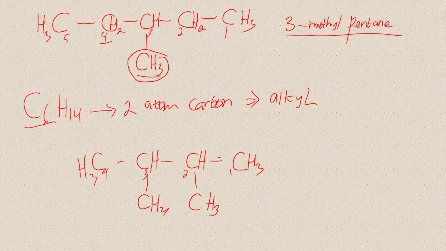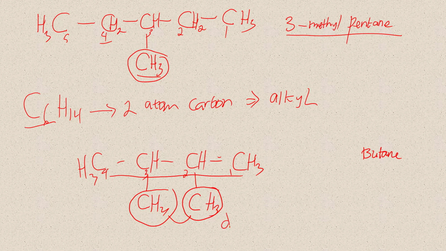The base name, the longest chain, is butane, and it has methyl attached because it is the same alkyl group. We can mention it as dimethyl, and then show the numbers of the carbons it is attached to. So we put 2,3-dimethylbutane. Okay, for the arrangement in C6H14, two carbon atoms as alkyls can give 2,3-dimethylbutane.